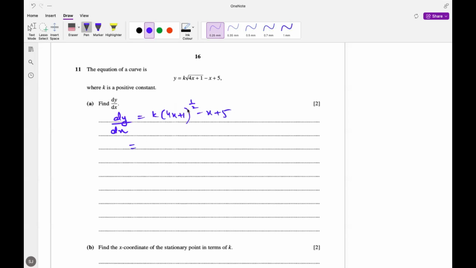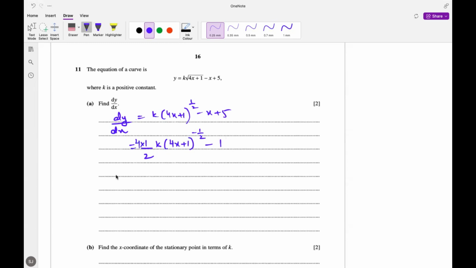So finding the dy/dx, we'll multiply 1/2 by k. So this will become 1/2 k (4x + 1) to the power of 1/2 minus 1, which will become minus 1/2. Derivative of x is minus 1. And we'll also multiply the derivative of 4x + 1, which is 4. So we'll multiply the 4 over here.